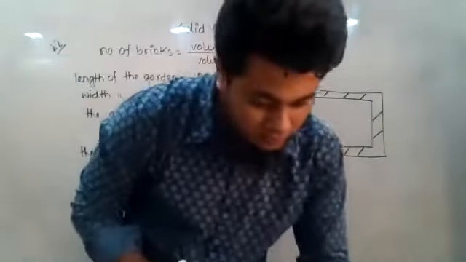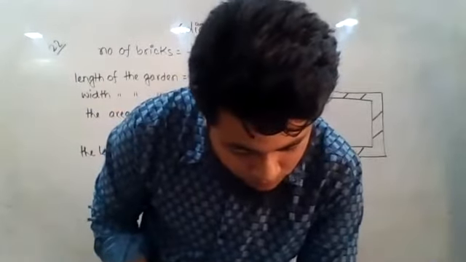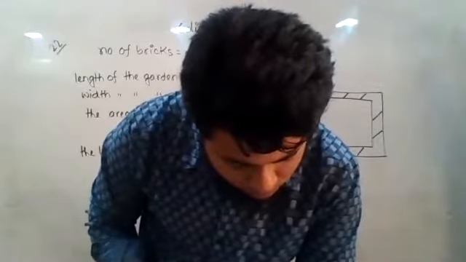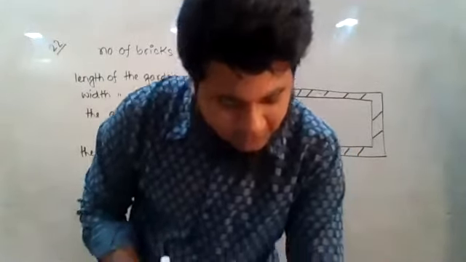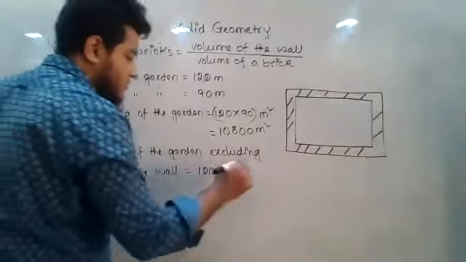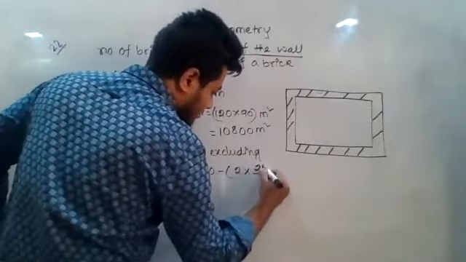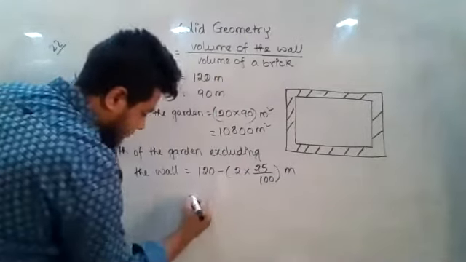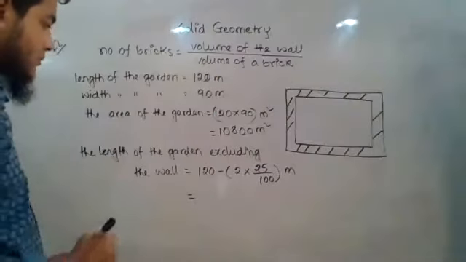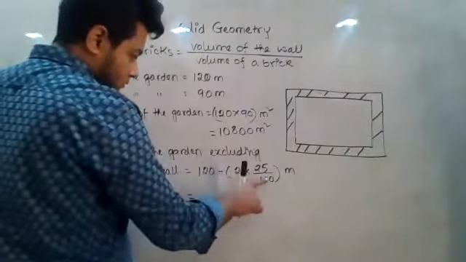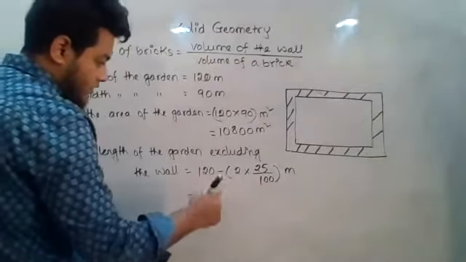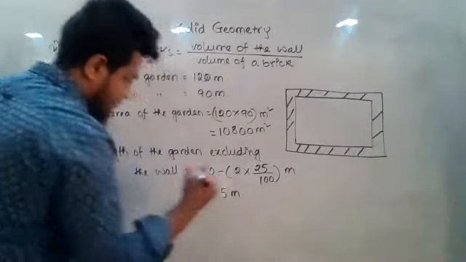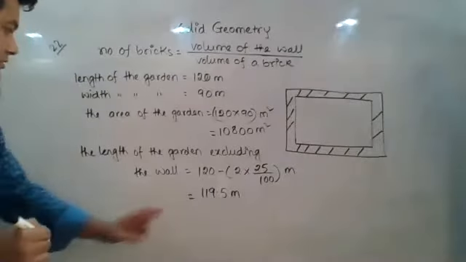What is the thickness of the wall? 25 centimeter. I have to convert it into meter. So what will be the answer? 120 minus half, 119.5 meter. Isn't this the answer? Kindly check.